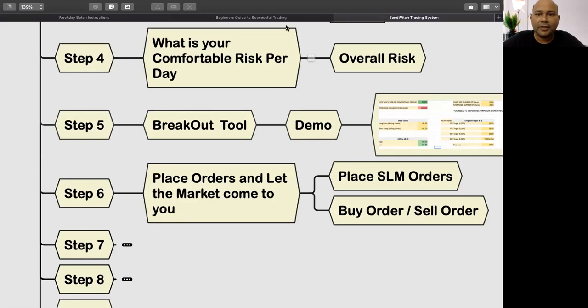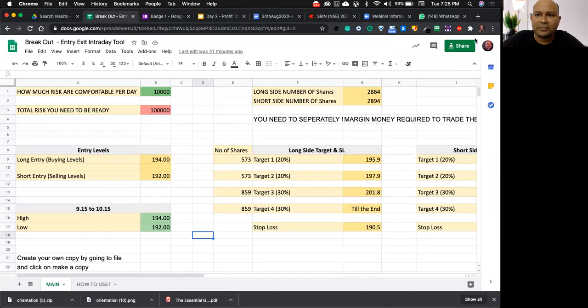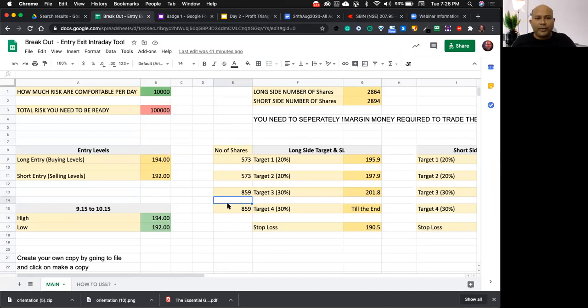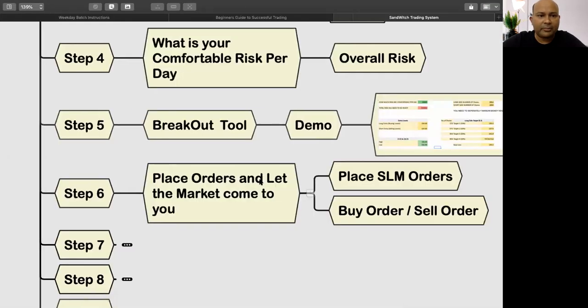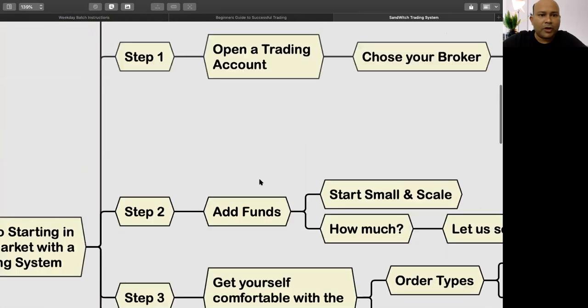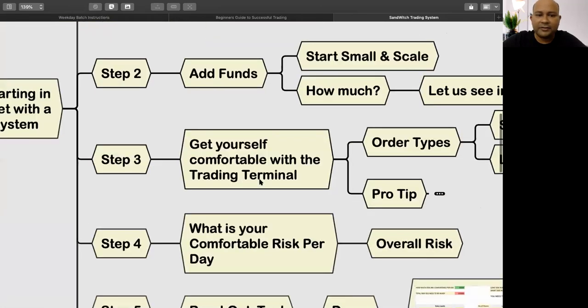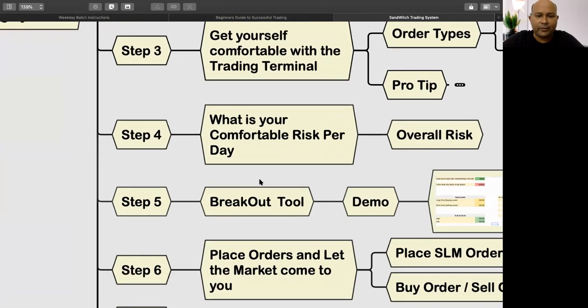Let's quickly get into the tool. Okay, so here is the tool, and how does this work and all of that stuff, I'll quickly tell you. So what were the steps we were looking at? We'll quickly summarize the steps. Step 1 was account, funds, getting comfortable with the trading terminal. Fourth is the risk per day. Okay, that's what I wanted to understand.